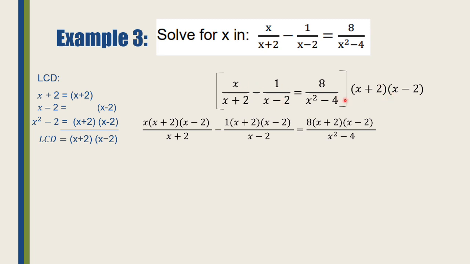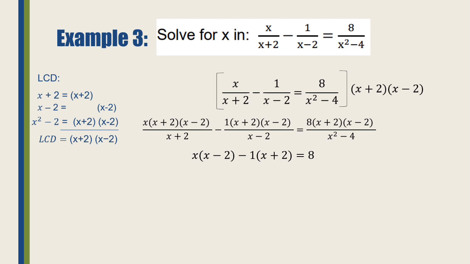Okay, so here x plus 2 and x minus 2 multiply by x. So we get x times the quantity of x plus 2 times the quantity of x minus 2 all over x plus 2, minus. Then here 1 times the quantity of x plus 2 times the quantity of x minus 2 all over x minus 2 is equal to 8 times the quantity of x plus 2 and the quantity of x minus 2 all over x squared minus 4.